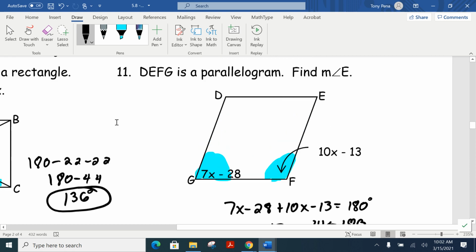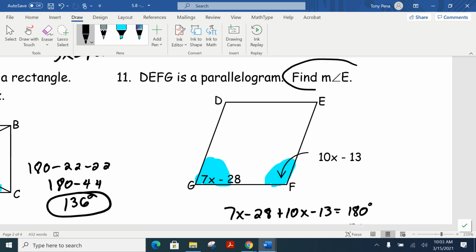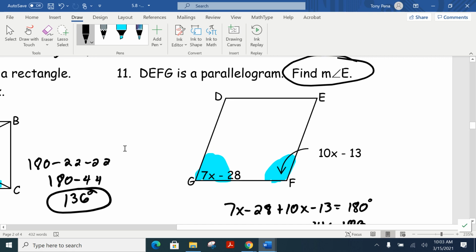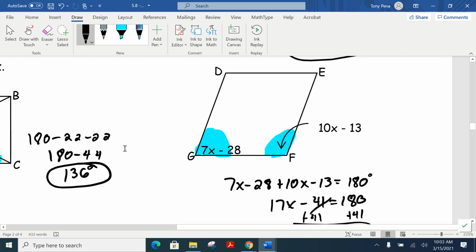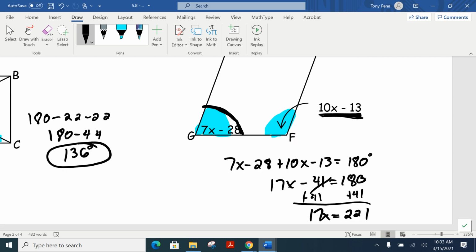Now, see if that's the answer. The question is, what is the measure of angle E? It's up to you which one you want to find. Now that we know x is 13, if you find this angle here, then they're congruent if you plug your x in there. If you plug your x into the other one, then it's supplementary. So it's up to you. I'm going to probably go with the one that's congruent.